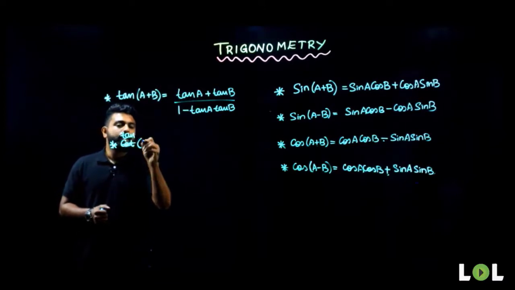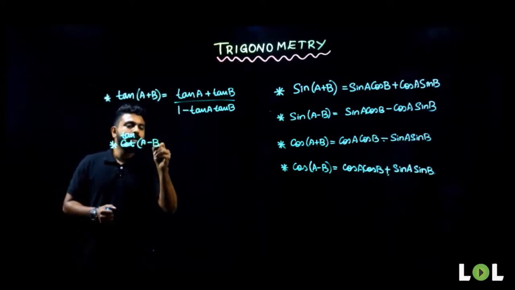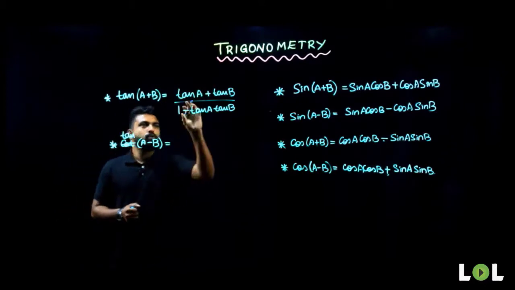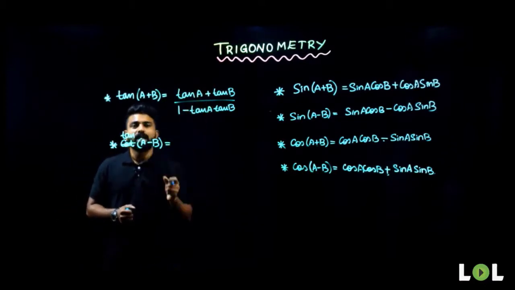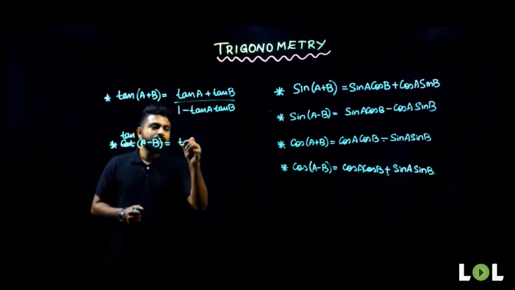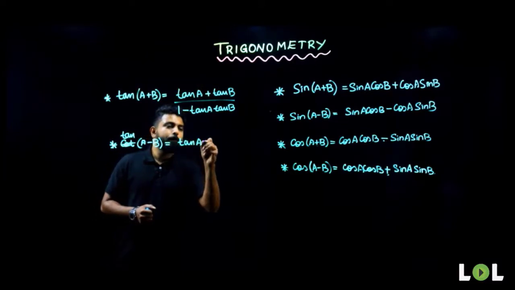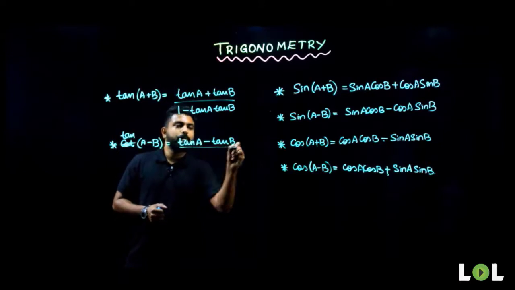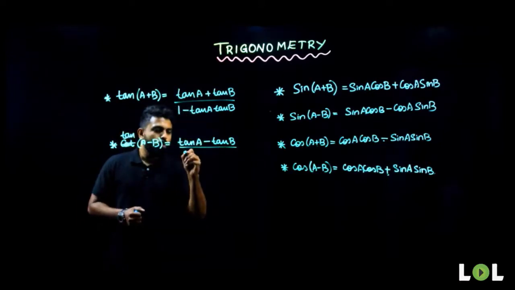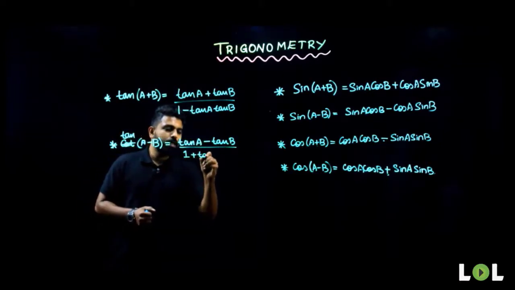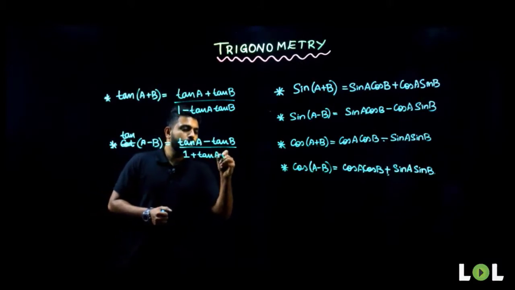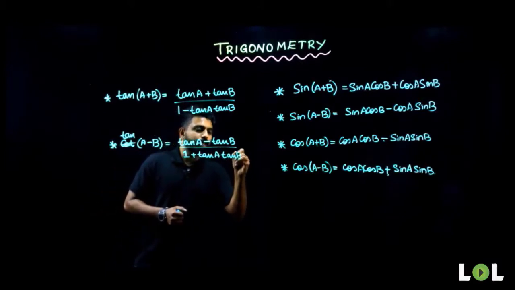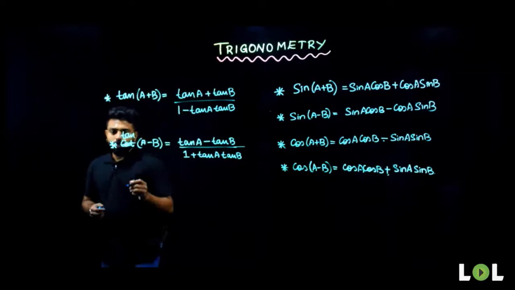Tan of A minus B will be equal to, we just have to interchange the signs from the numerator and denominator. What do we have here? Tan A minus tan B divided by 1 plus tan A into tan B. Now be very careful here.